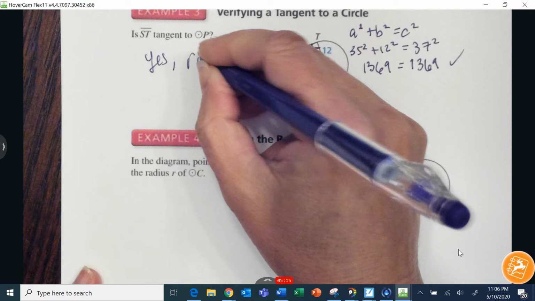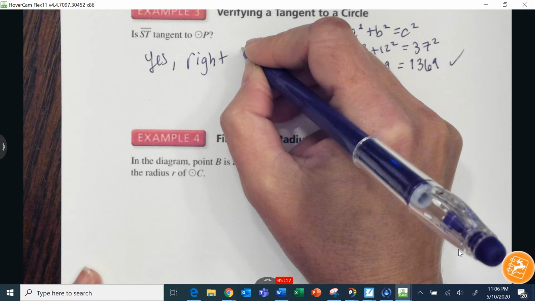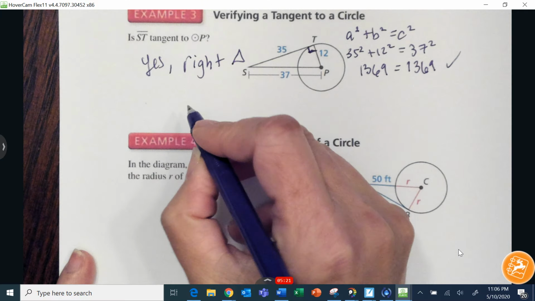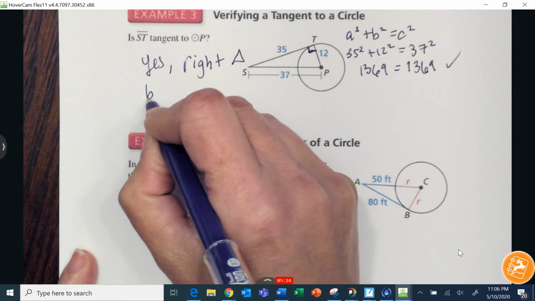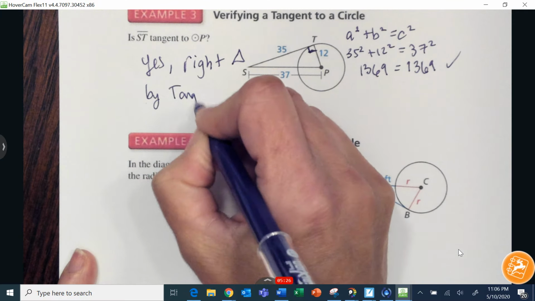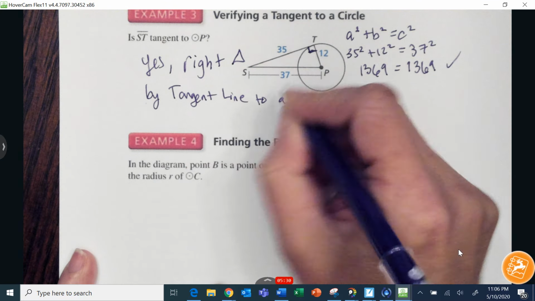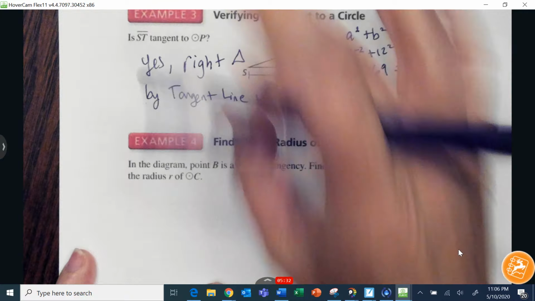We have a right angle, or I should say right triangle. And so this would be by the tangent line to circle theorem.